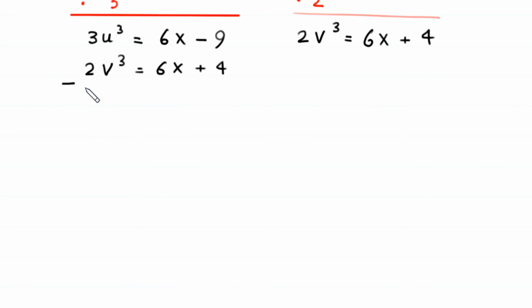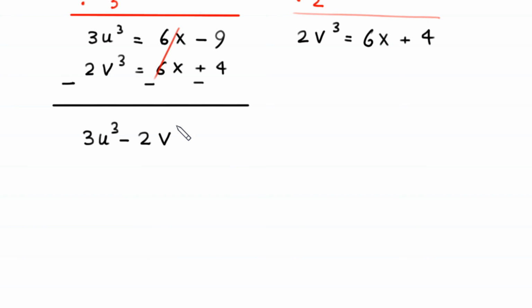And we subtract these two equations. Since we are subtracting, this positive 6x will become negative 6x, and this plus 4 will become negative 4. So this positive 6x will be cancelled out with this negative 6x, and this equation will become 3 times u cubed minus 2 times v cubed equal to negative 9 minus 4 will become negative 13. Let's call this equation number 2, and we recall equation number 1.